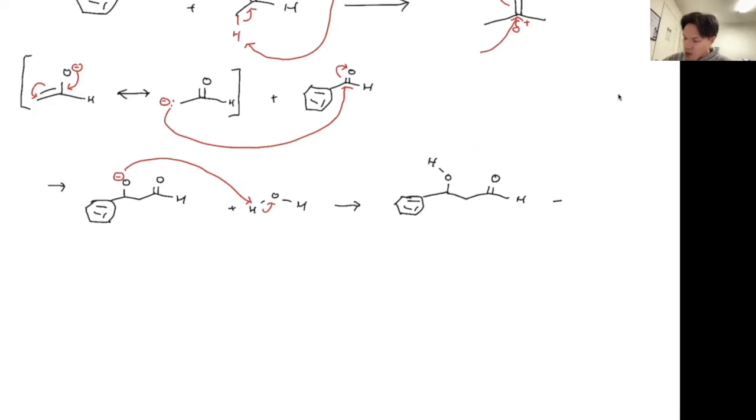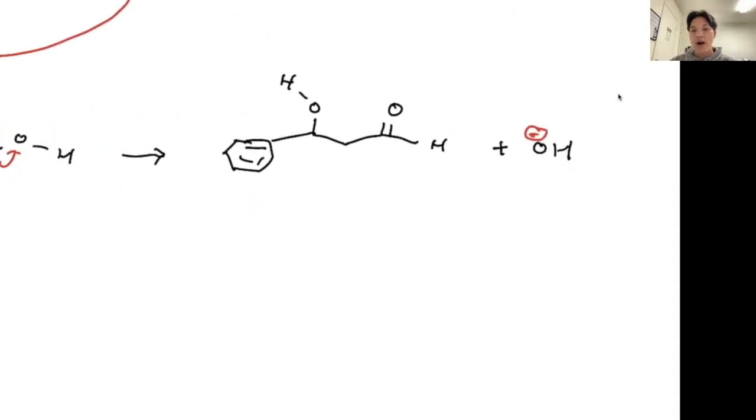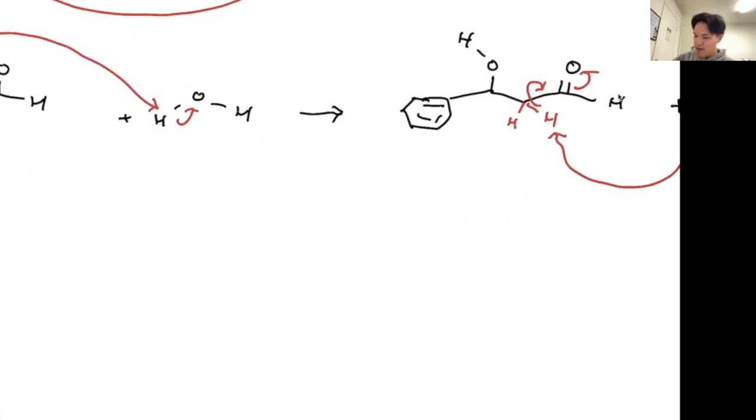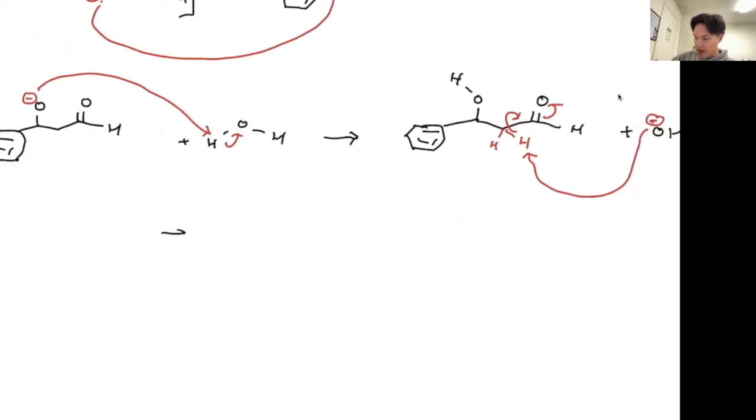But that means we're still going to be in basic conditions, right, with this hydroxyl group. Do we still have more alpha carbons? We do. We have more alpha carbons right here, which means there are still H's that are going to be acidic, right? So we're going to do this process again, form this enolate, and from that, we get this.